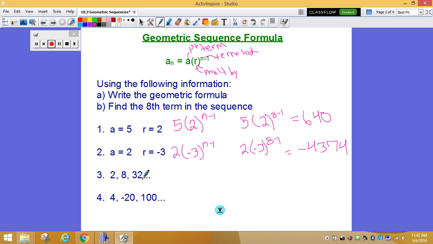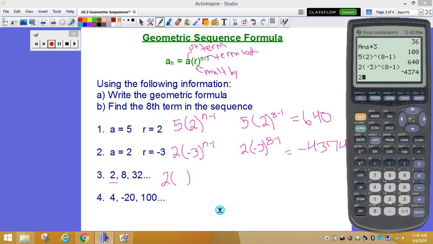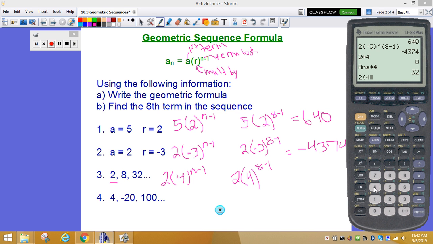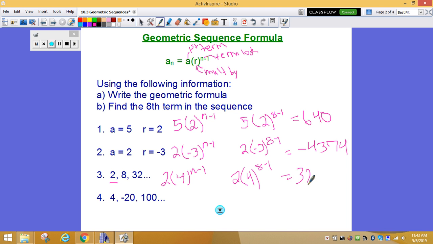All right, let's do this one. My first term is 2. I have to figure out what I'm multiplying by. So let's see. 2 times what will give me 8? Well, 2 times 4. I'm going to double check it and just make sure if I keep multiplying by 4, I would get 32, and I did. So that means R is 4 because I multiplied by 4, and N minus 1. So let's find the 8th term. So 2, parentheses 4, raised to the, and in parentheses 8 minus 1. So the 8th term is 32,768.